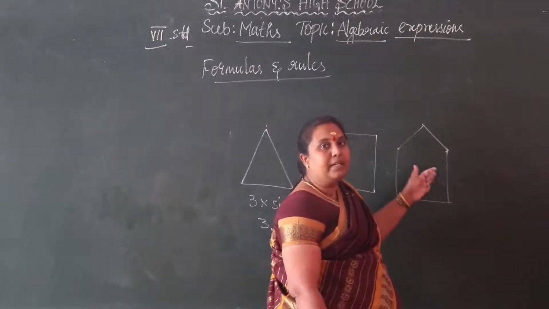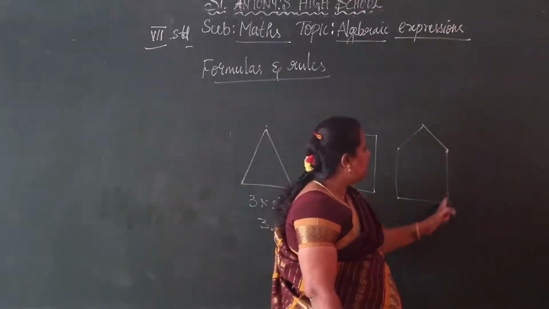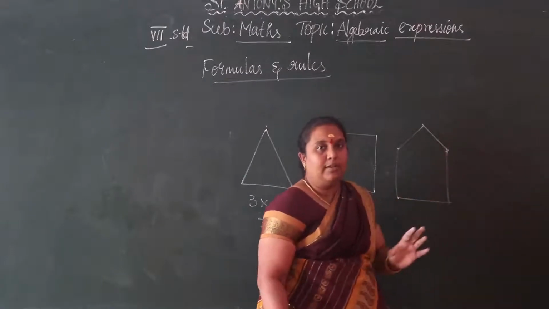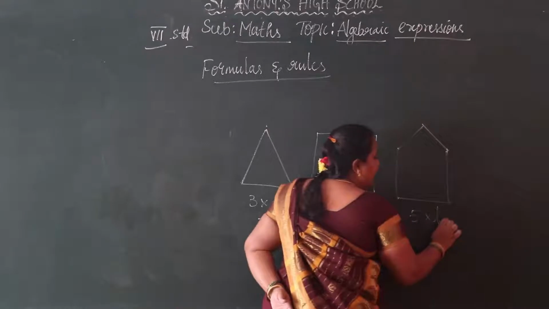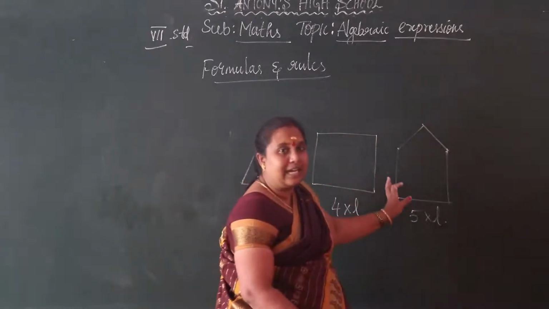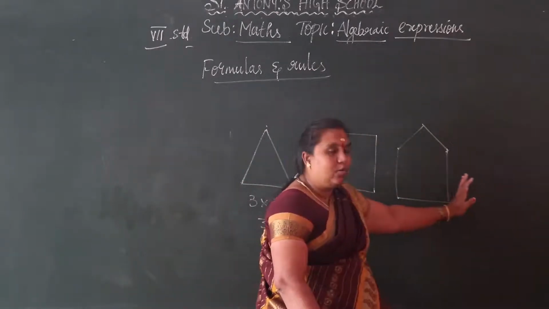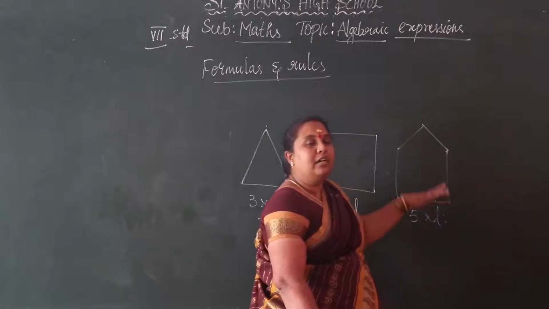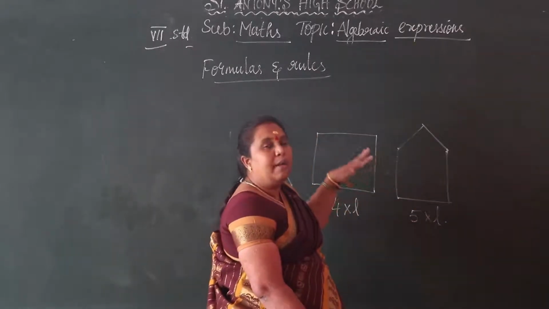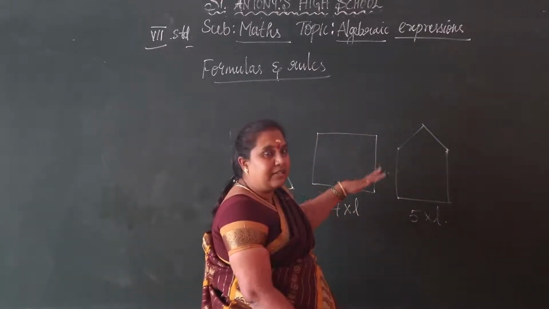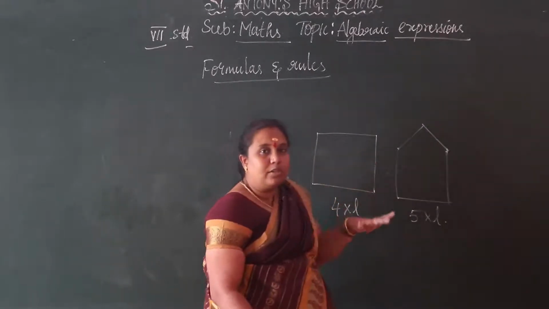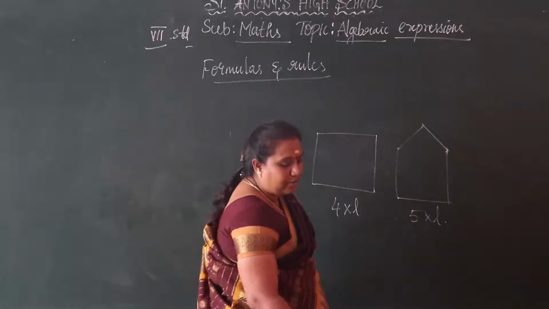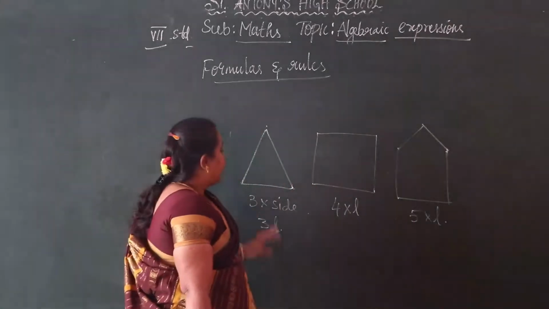But in a pentagon, I am telling, all the sides are equal. All the sides equal means 5 into L, 5 into length, 5 into sides. So like this it is going on. The perimeter of the figures which we want to find out is based on the general figures of the algebraic expressions. Next we move on to the area formulas, the area of the algebraic expressions.